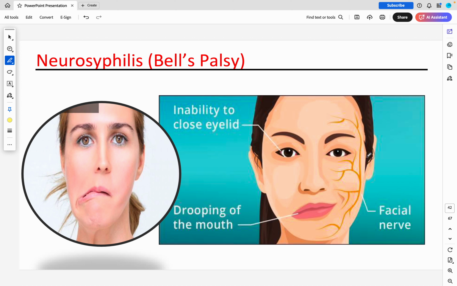So here is neurosyphilis, a manifestation of the spirochete gaining the ability to invade nervous tissues, affecting the features that are coordinated by the nervous tissues. So Bell's palsy, in neurosyphilis, is characterized by imbalance or uneven appearance of the face. There's drooping of the mouth and the inability to close one of the eyelids.